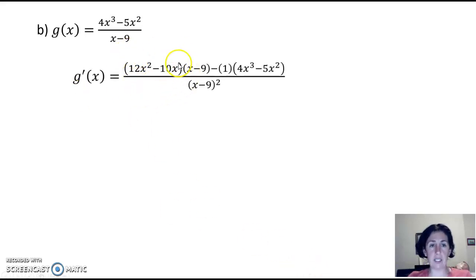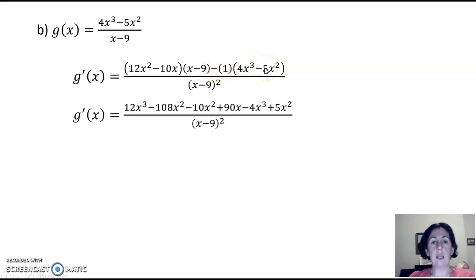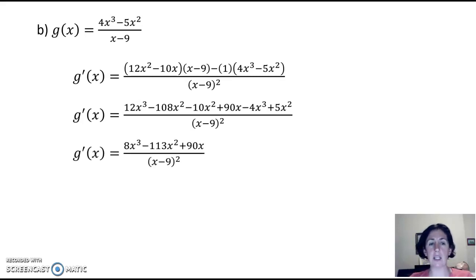We'll take the derivative of the top times the bottom minus the derivative of the bottom times the top, all over the bottom squared. Now let's go ahead and simplify this, where we'll distribute this out. This is what you refer to as FOIL: first, outside, inside, last. And we'll go ahead and distribute this -1 here. For the bottom, x minus 9 squared isn't going to get any more simplified than that, so we can just leave that. And when we combine our terms on the top, we get 8x cubed minus 113x squared plus 90x all over x minus 9 squared. And that's a perfectly acceptable answer. I would expect that you would leave it like that.